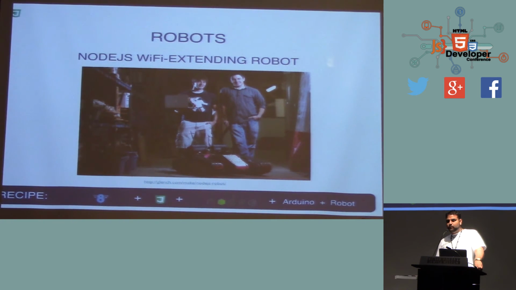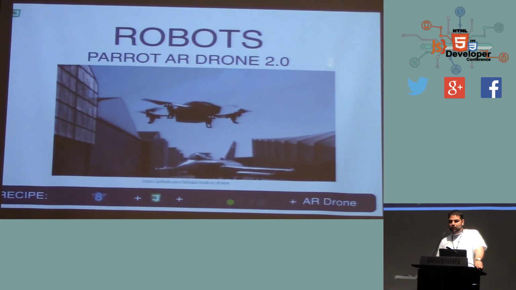So it's not just limited to web anymore. It's going out there. You can also use it in drones. There is another framework for that, known as AR drone, that lets you control drones that use Node.js as their server for Wi-Fi extension, which uses JavaScript in the background, which uses the V8 engine. So that's where it's extending to robots as well.